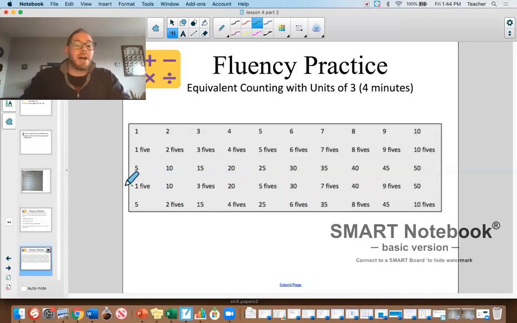All right. So I'm going to be showing you what we are counting by. We're going to start counting by this row over here, and we're going to count together. 1 5, 10, 3 5s, 20, 5 5s, 30, 7 5s, 40, 9 5s, 50.